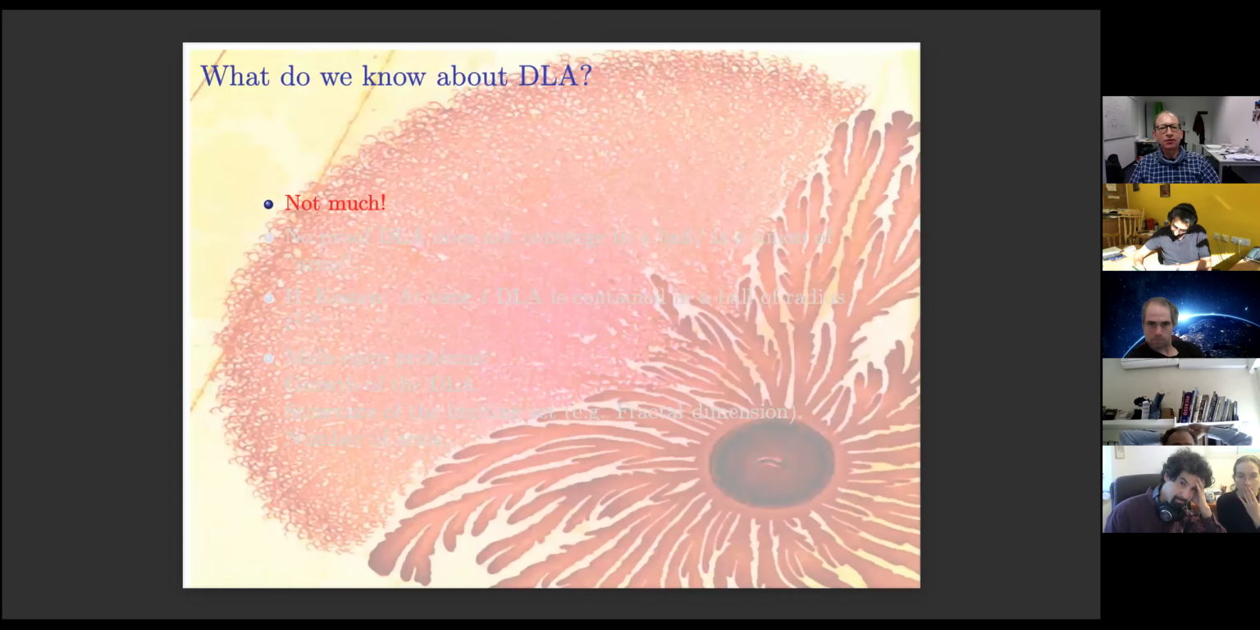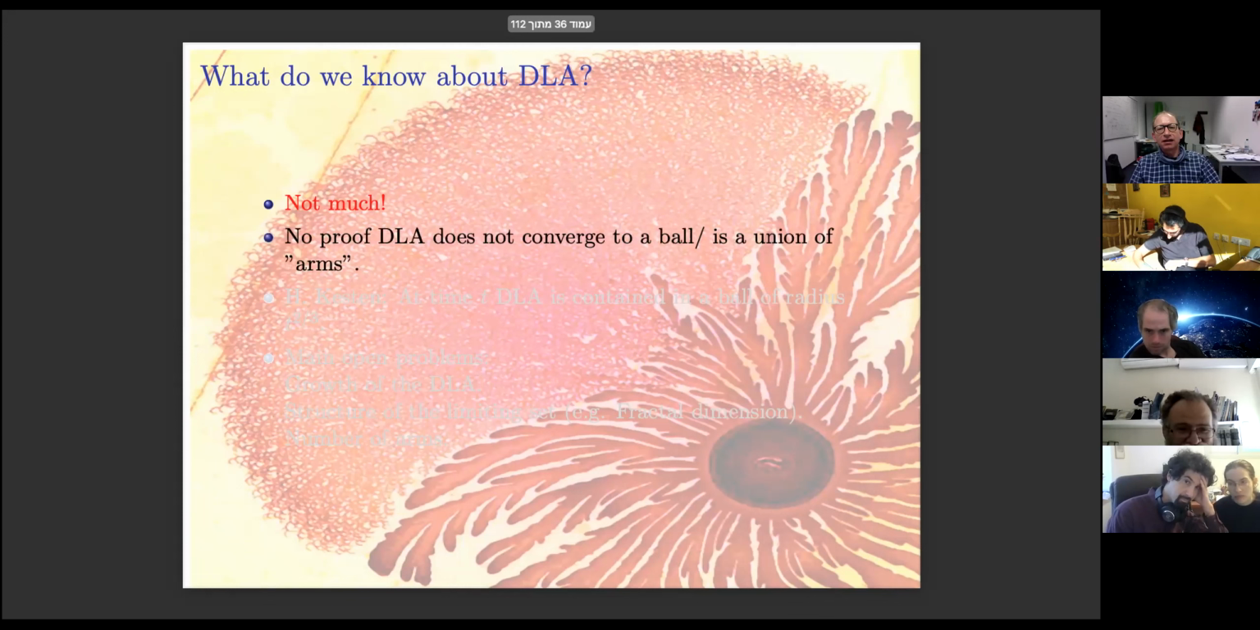Okay, so what do we know about DLA? The answer is very little. I will soon show you a few simulations, but there's very little that's rigorously known. In particular, there's no proof that the DLA does not converge to a ball, or that it doesn't just spread arms that grow. Maybe linearly. It is known that it doesn't go linearly, but it doesn't spread long arms. So there's really no shape theorem.